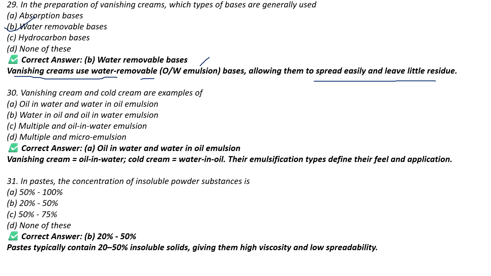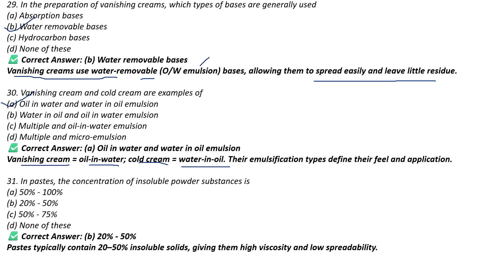Options are oil in water and water in oil emulsions, water in oil and oil in water emulsions, multiple and oil in water emulsions, or multiple and micro emulsions. So vanishing creams are considered to be oil in water emulsions, while cold creams are considered to be water in oil emulsions. So we can say option A, that states oil in water and water in oil emulsion respectively, is the correct answer for this question. Moving on to the next question.